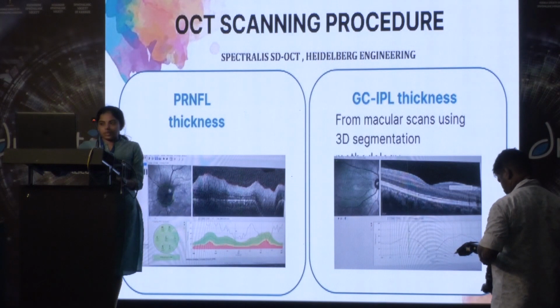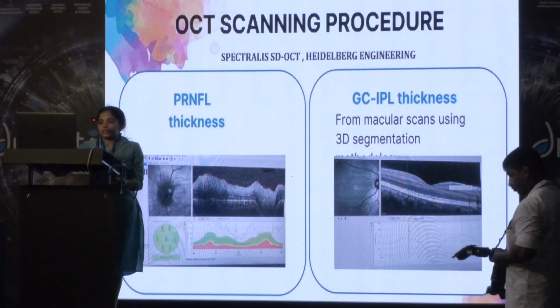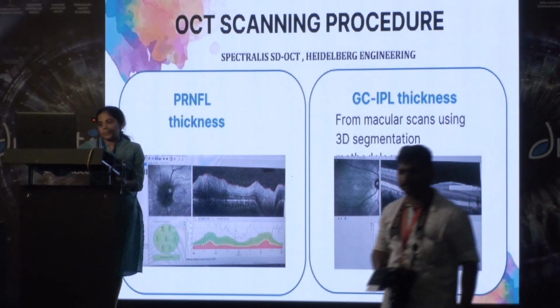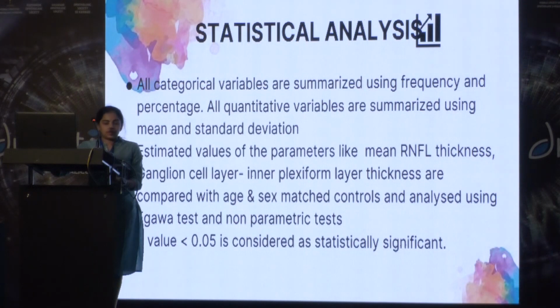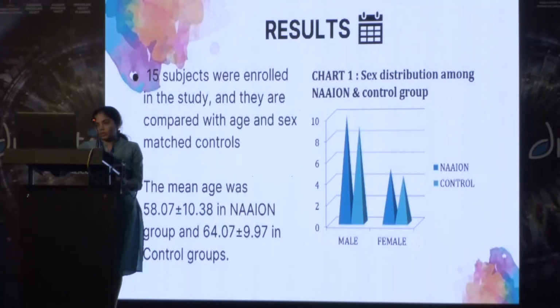OCT scanning procedure was performed using Spectralis SD-OCT. Peripapillary retinal nerve fiber layer thickness and ganglion cell layer, inner plexiform layer thickness was measured using macular scan using 3D segmentation methodology. All categorical variables are summarized using frequency and percentage, and this was analyzed using SPSS software. So my results were: 15 subjects were enrolled in the study and they were compared with age and sex matched controls, and the mean age was 58.07 in the NAION group and 64.07 in the control group.